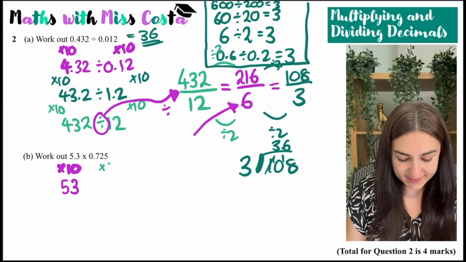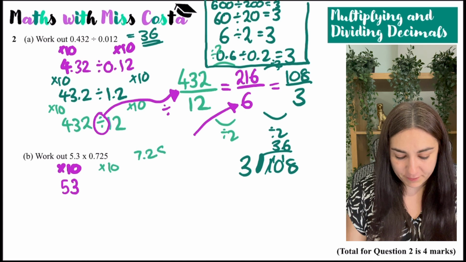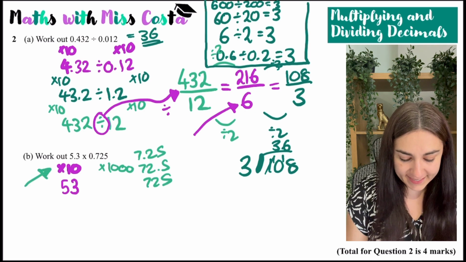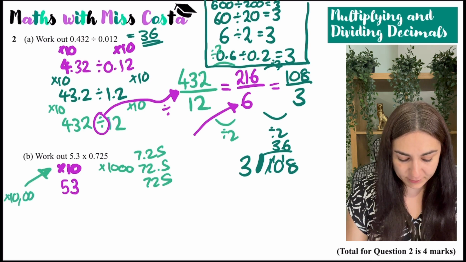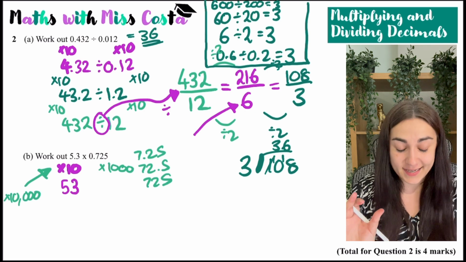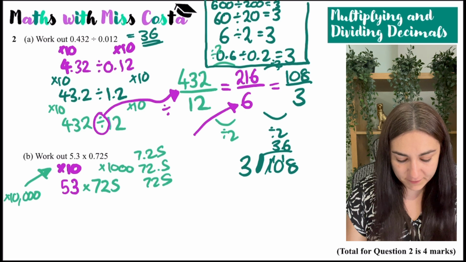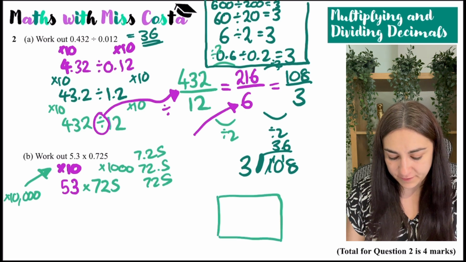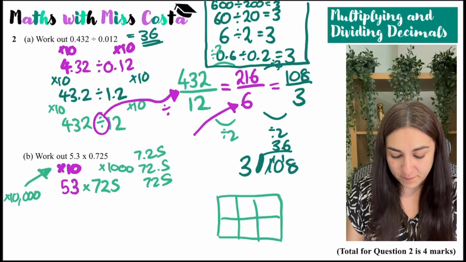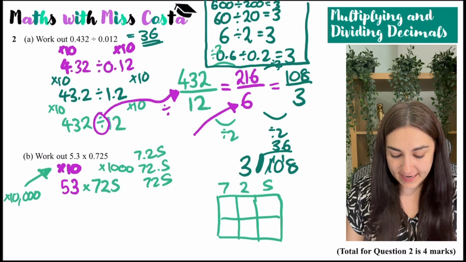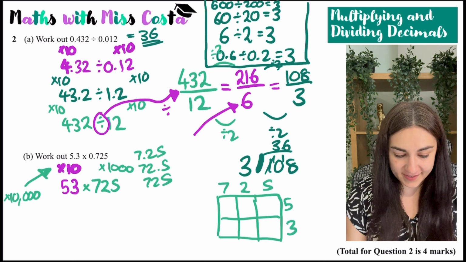Well, if I times it by 10, it would be 7.25. If I times it by 100, it would be 72.5. If I times it by 1,000, that would be 725. So in total, I've multiplied this calculation by 10,000 to turn both of my decimals into integers, whole numbers. So then I'm going to do 53 times 725. And again, you use whichever method you feel most comfortable with to get the multiplication done. I'm going to just use the lattice method because I like it and I think it's fun.